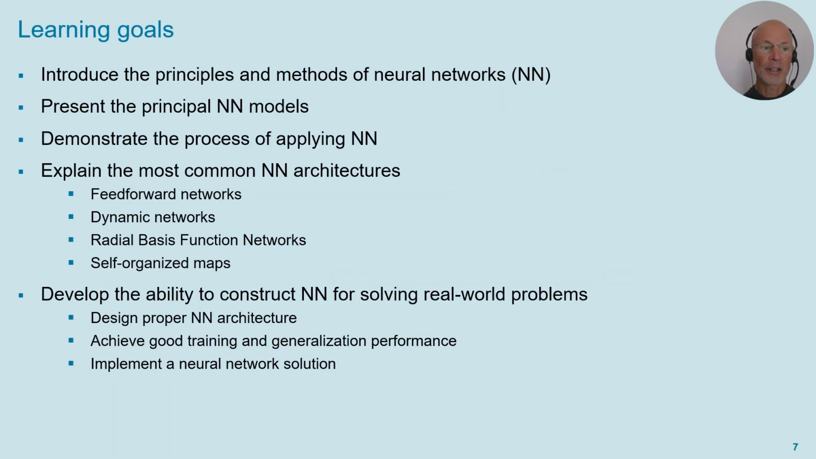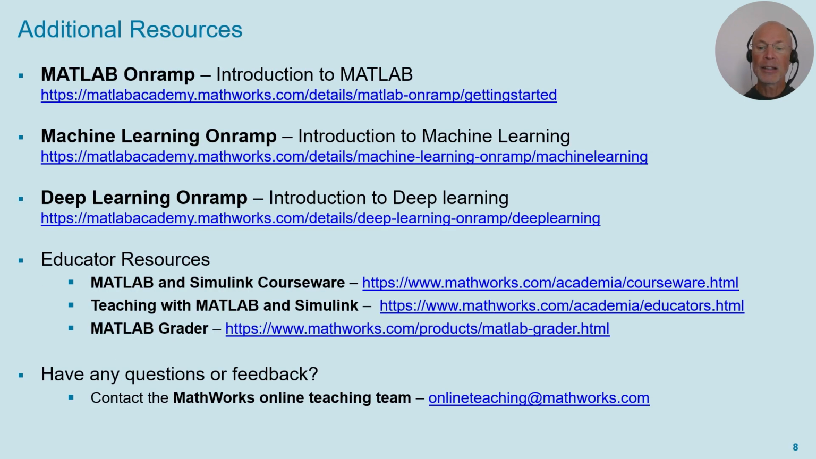The learning goals include the introduction of the principles and methods of neural networks. We present some principal neural networks and demonstrate the process of applying neural networks. We also explain the most common neural architectures, and we develop the ability to construct neural networks for solving some real-world problems. Finally, there are some useful additional resources such as MATLAB On-Ramp course, Machine Learning On-Ramp, and Deep Learning On-Ramp. There are also some educator resources. And finally, if you have further questions, you can always contact MathWorks online teaching team.